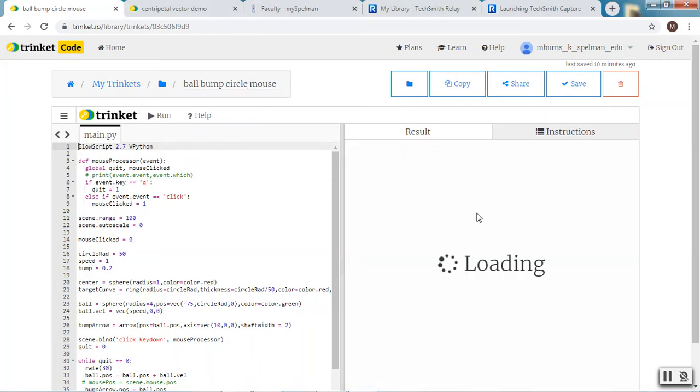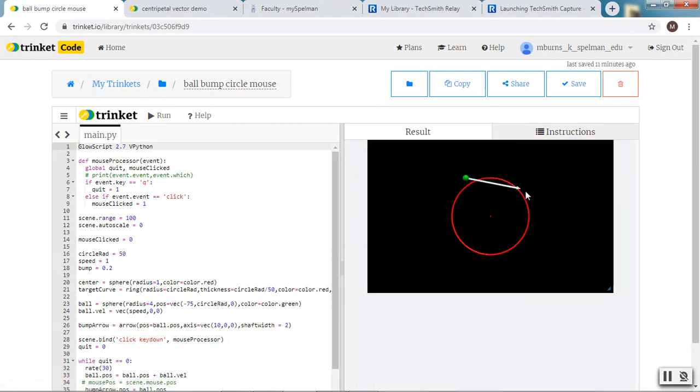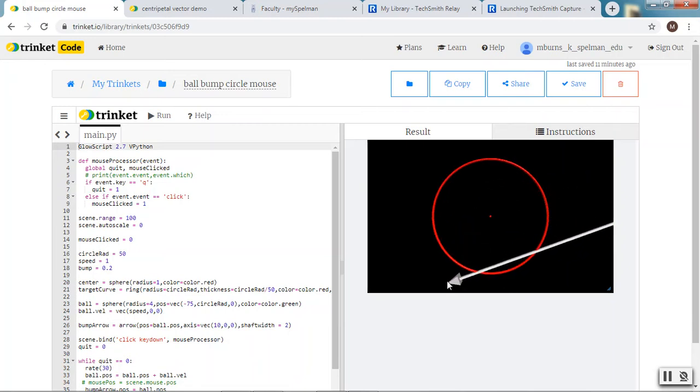Okay, so let's run this again. And let's see if I can push it along the arc of the circle once it gets running. I'll try to push it along the arc of the circle here. And it's not doing so well. Okay, so just trying to do a force along the circle didn't seem to work very well.